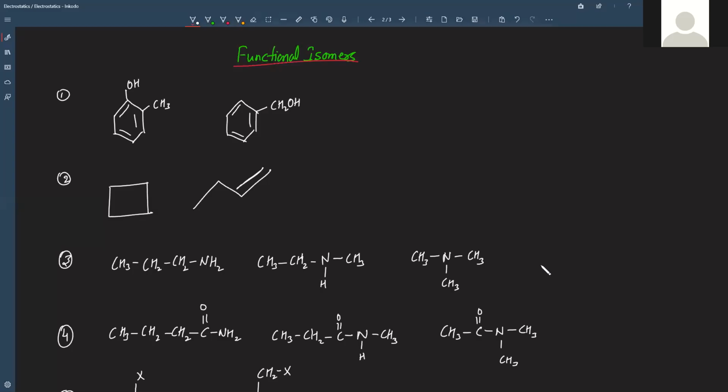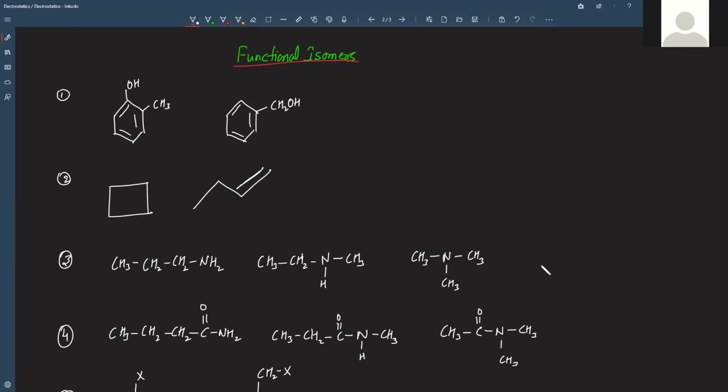The screen is visible to you, where I have written these functional isomers. We have already discussed what functional isomers are. There should be a difference in the functional group or the main functional group. Structural isomers which differ in chemical reactions must differ in the functional group. If that is the case, such isomers will be called functional isomers.